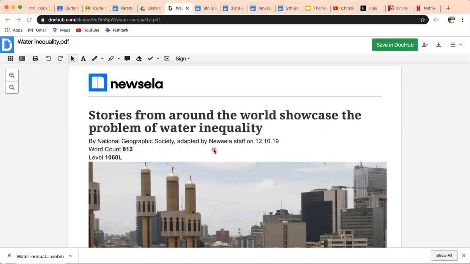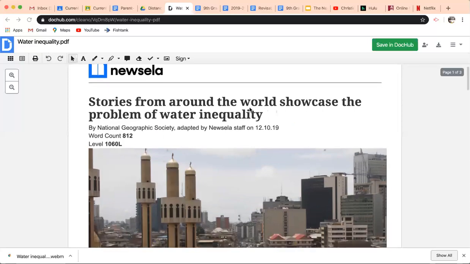All of the articles I'm going to be giving you are by Newsela, but you need to tell who the original news source is. The title of the article is not water inequality. That is just what I saved this document as.